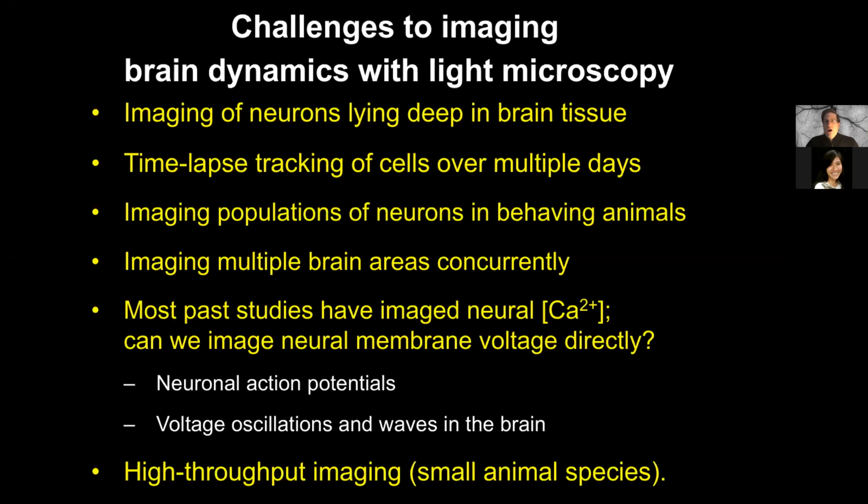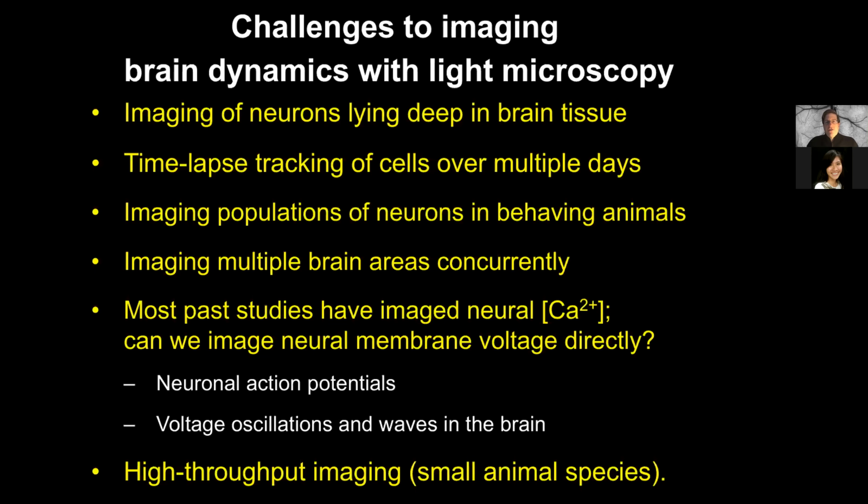Of course, we want to be able to image not just individual cells, but large populations of cells, and ideally we want to be able to do that in the same instance that we can observe what an animal's actually doing with regard to its behavior. So the goal here is to try to understand how neurons underlie animal behavior. Another challenge has been to watch multiple brain areas in action concurrently and to see what different populations of cells in distal regions of the brain may be doing to coordinate their activities and to drive animal behavior.